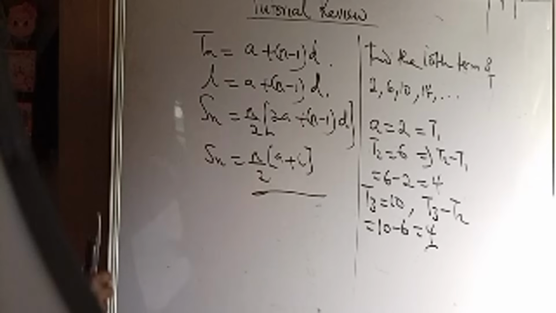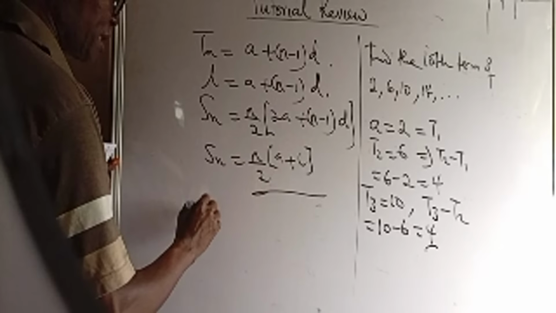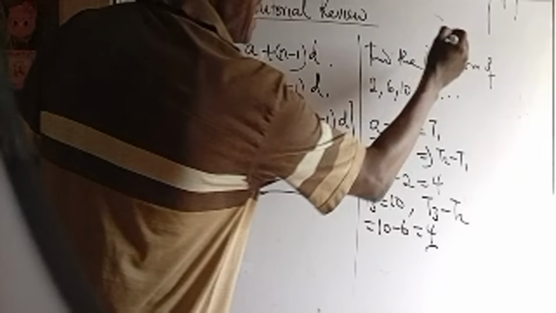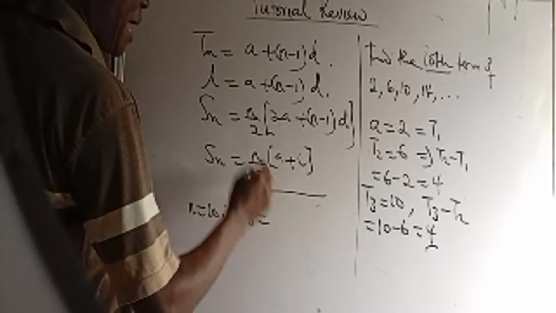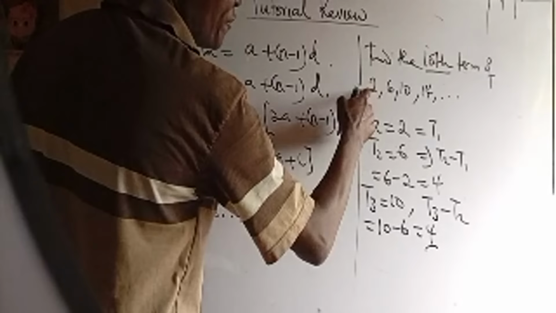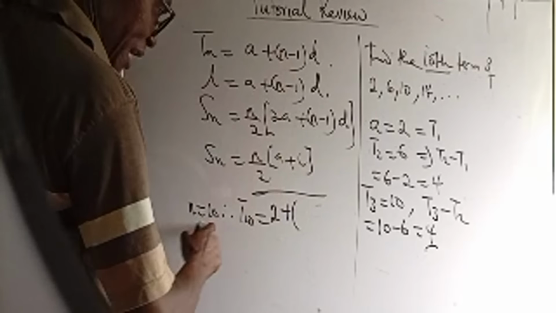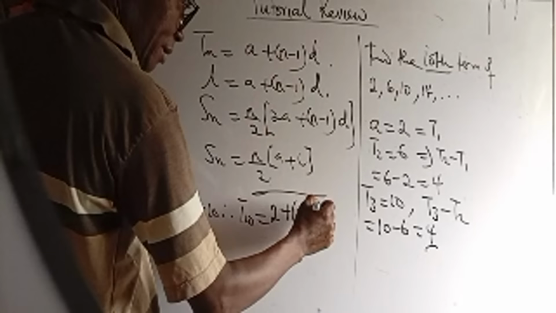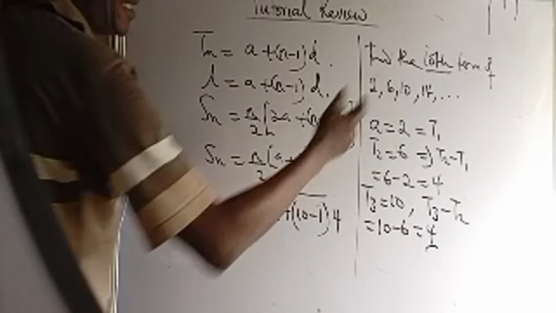Now, our n is 10 because it's the 10th term. So therefore, T10 will be a, the first term, which is 2, plus n, the number of terms, that's 10, minus 1, then the common difference d, which is 4. You have seen that? It's 4.